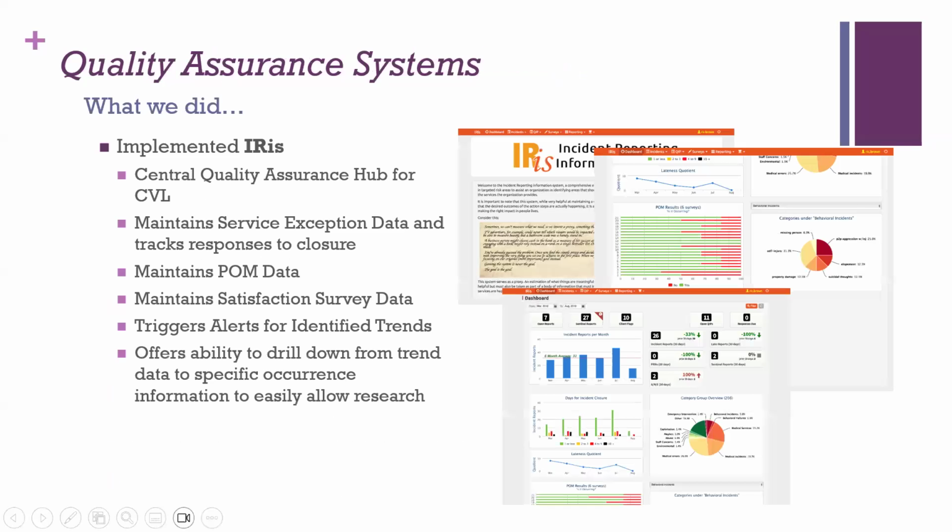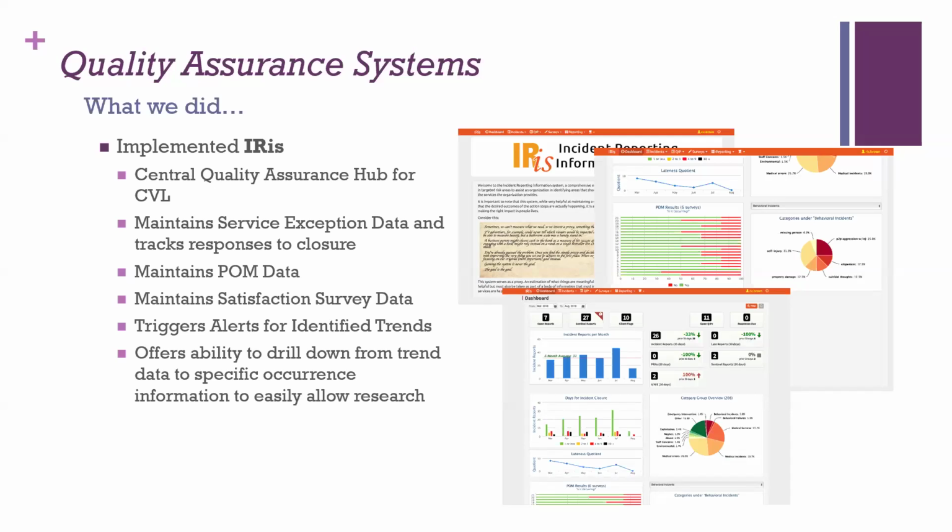What we did is we created a system called IRIS, which is Incident Report Information System. And honestly, IRIS shows that we're on a journey, right? Because we really began with incident reporting, and then we started adding our own stuff to that, and we started adding other things to it. So it really is a central quality assurance hub for us, but the name doesn't quite reflect that. So just keep that in mind.